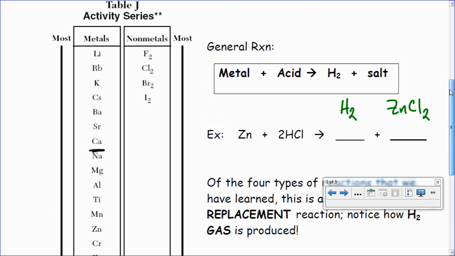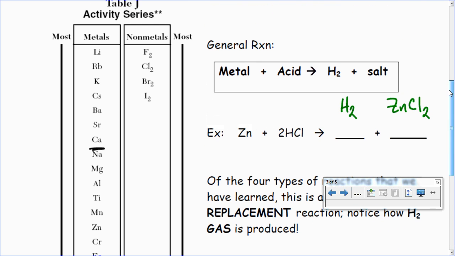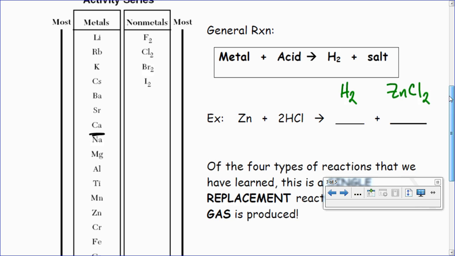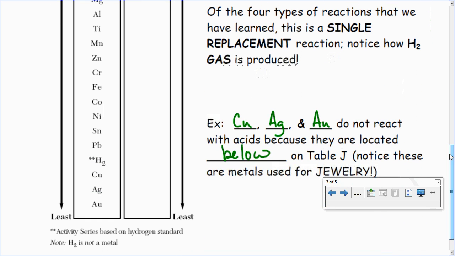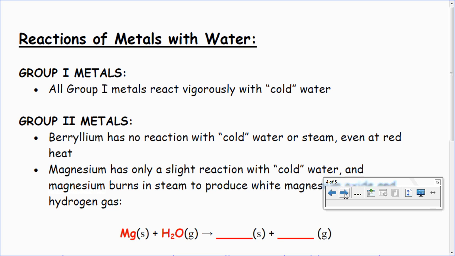So the most reactive metal with an acid will be lithium, followed by rubidium, potassium, cesium, barium, strontium, calcium, sodium, magnesium, aluminum, titanium, etc. So if you're trying to make something out of metal that's acid resistant, you probably want to use one of these 3: silver, gold, or copper. Expensive.